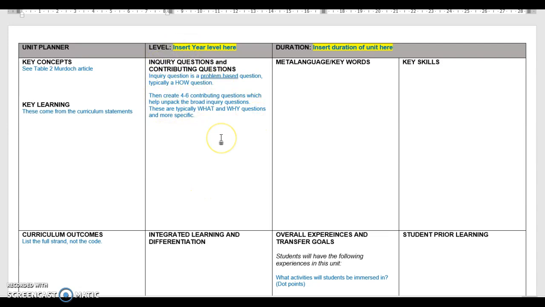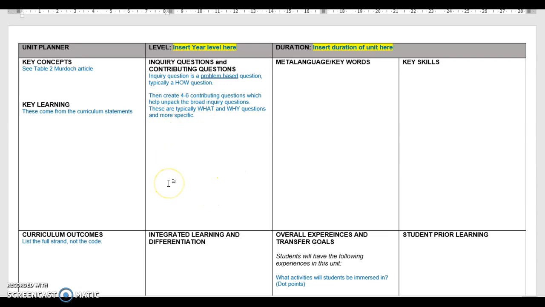Here we've got the inquiry questions. So thinking of a how question. It's a how question that students will be answering at the completion of the unit. It's an overarching question. It's a broad inquiry question, and it usually starts with a how.